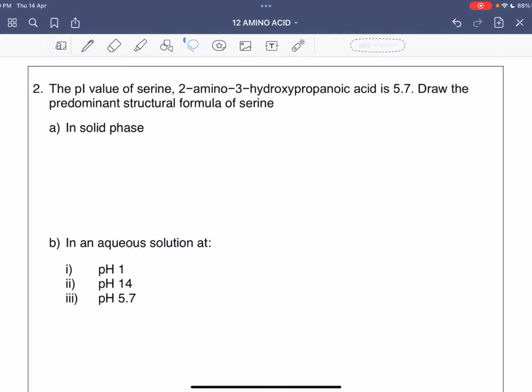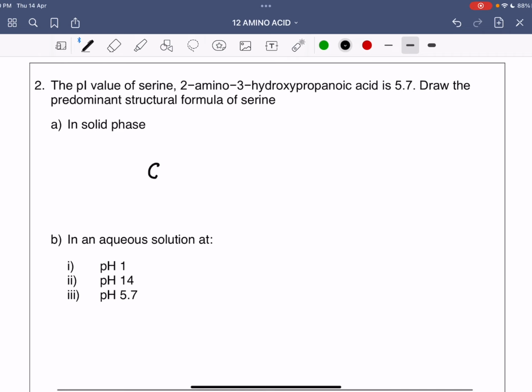Now, the PI value of serine, 2-amino-3-hydroxypropanoic acid, is 5.7. Draw the predominant structural formula of serine in solid phase. So let's draw the amino acid without the charge. We have 2-amino-3-hydroxypropanoic acid. We have propanoic acid, C double bond O, OH. This will be the parent chain.